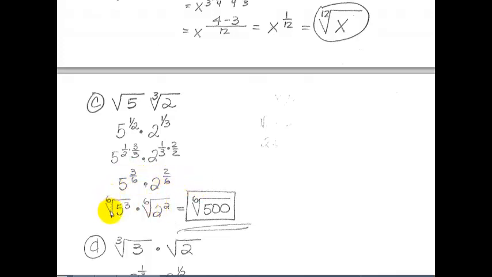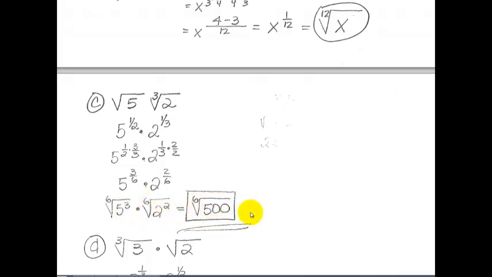And once I change it back to radical form, I have these. Now remember the rules of multiplying radicals. I can only multiply if they have the same radical. Do they have the same radical? Yes, they do. So basically, I can write just one radical, the 6th root, and I can put 5 to the third inside and 2 to the second inside.